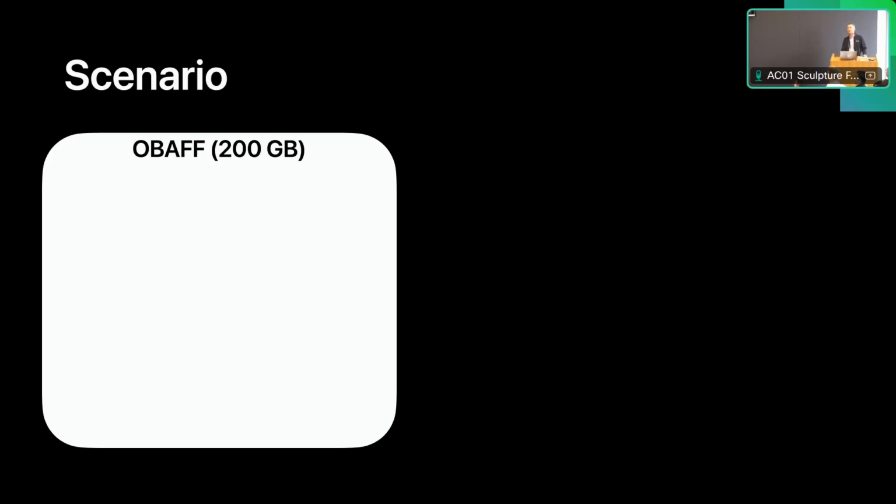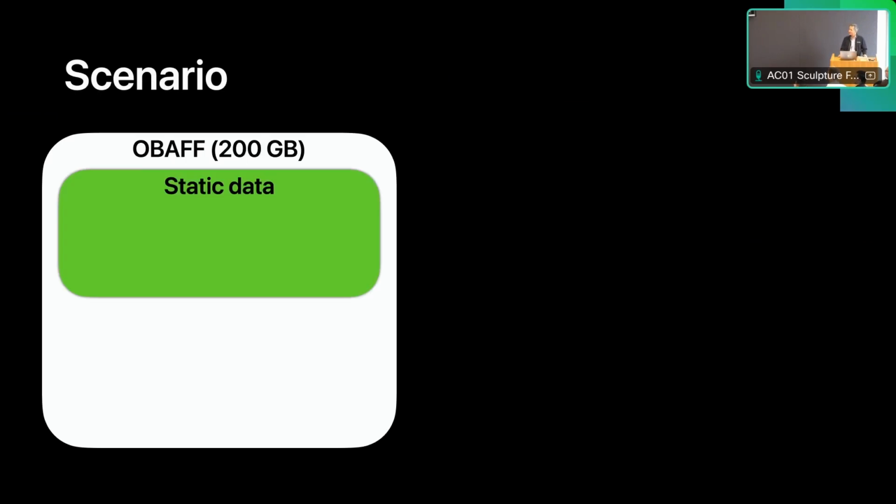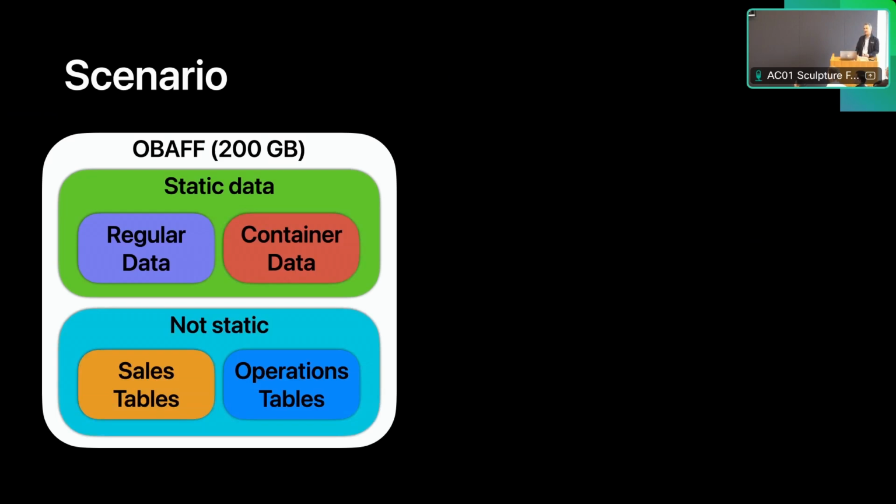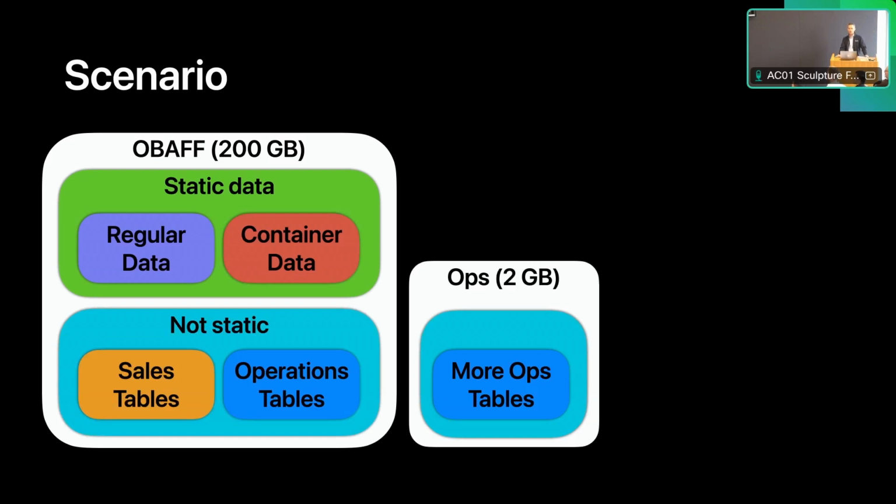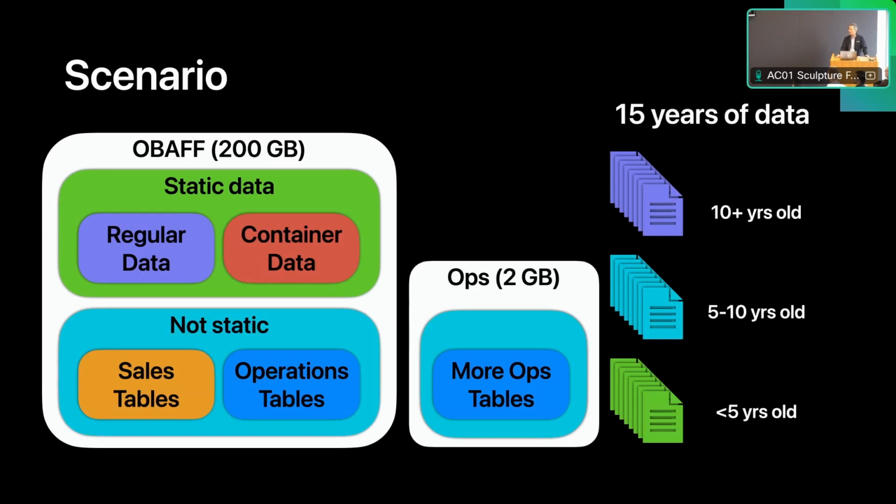It consists of a large set of, let's call it static data. This would be data that isn't updated frequently, so it's largely read-only data. That in turn consists of some record data and then a lot of embedded container data. Not uncommon, right? And then the rest of the file consists of record data that is not static. It's updated frequently. There are some tables that relate to sales activities and some tables that relate to operations activities. And then we also have a small file in the mix, which has some more operations tables. Over the years, we've accumulated a lot of data. It's been in operation for 15 years, so a long time.